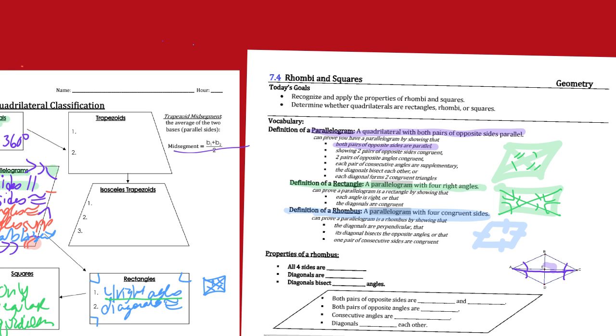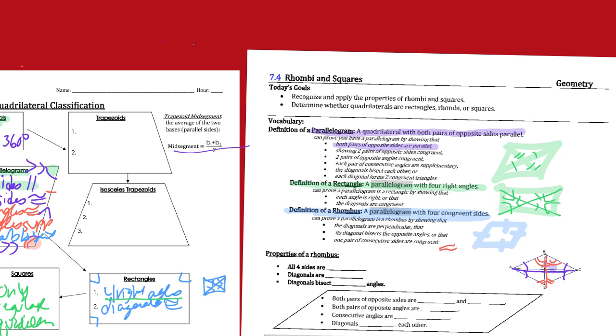And then the other diagonal bisects this angle here. So this angle matches this angle over here. So this one matches this one over here. So each diagonal bisects the opposite angles. And this last one we don't deal with very much.